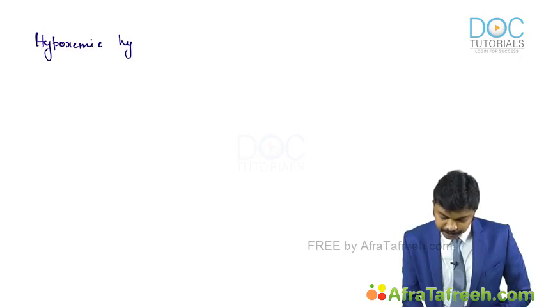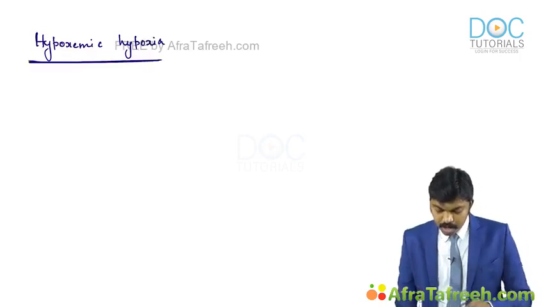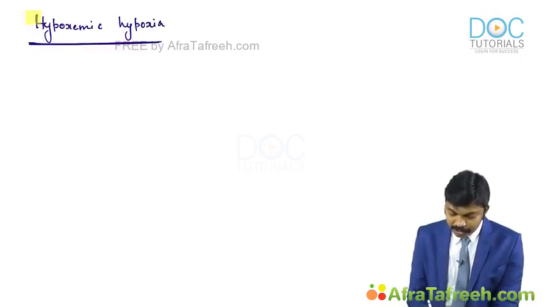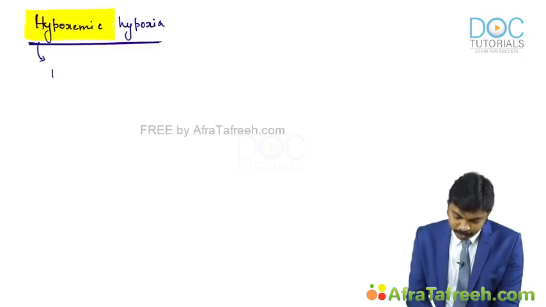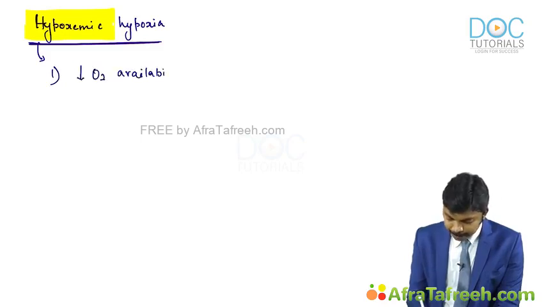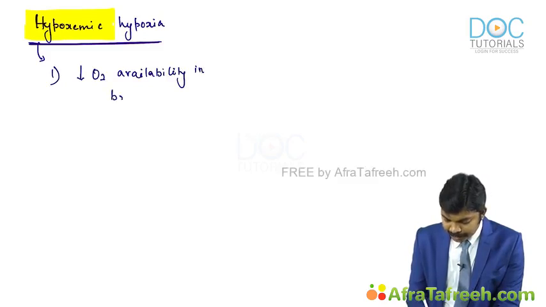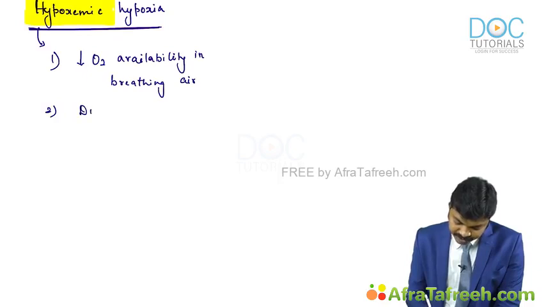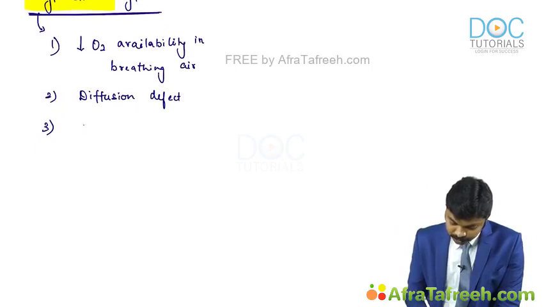So the point is hypoxemic hypoxia. So in the last point, hypoxemic hypoxia, we are going to discuss the conditions that cause hypoxemia. Number 1, reduced oxygen availability in breathing air. Number 2, diffusion defects. Number 3, V by Q mismatch.